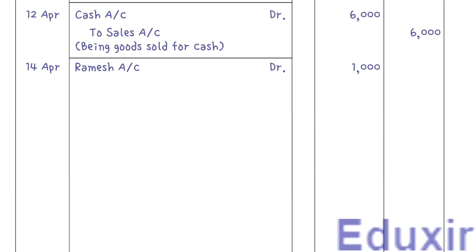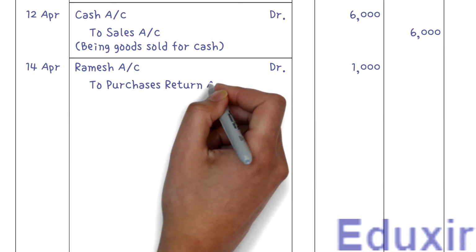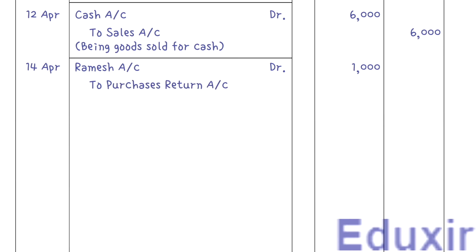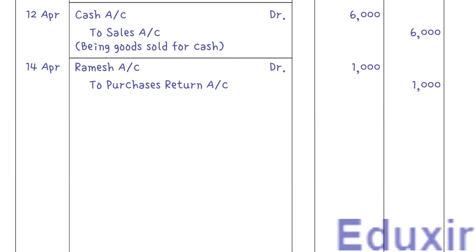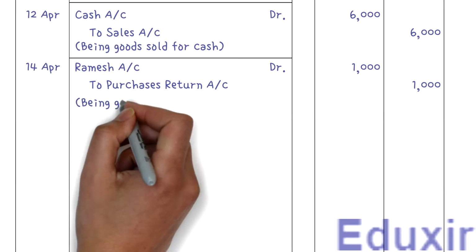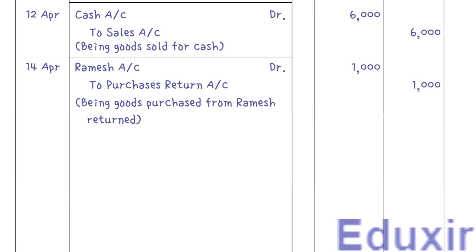Leaving a margin, let us record the purchase return account as the credit entry. Let us also record the credit amount of 1000 rupees in the credit amount column. Let us now record the narration or description of this transaction. That is, being goods purchased from Ramesh returned. Let us now draw a line to mark the completion of generalizing of this transaction. With that, we have completed the generalizing of this transaction. Let us now take up the next transaction.